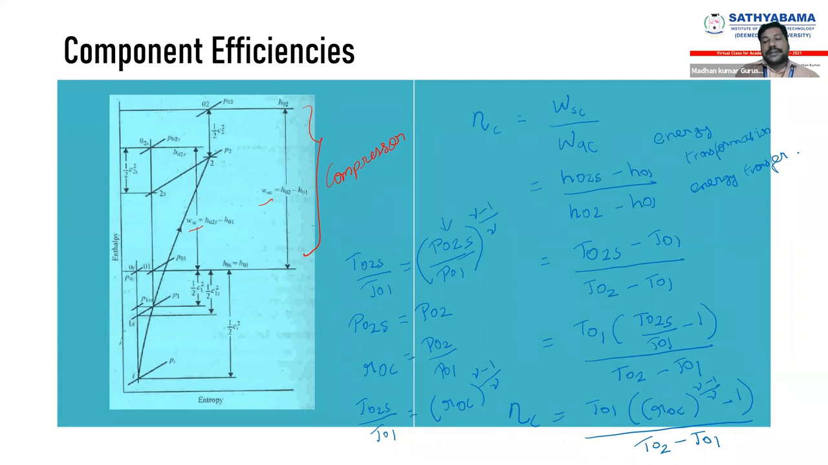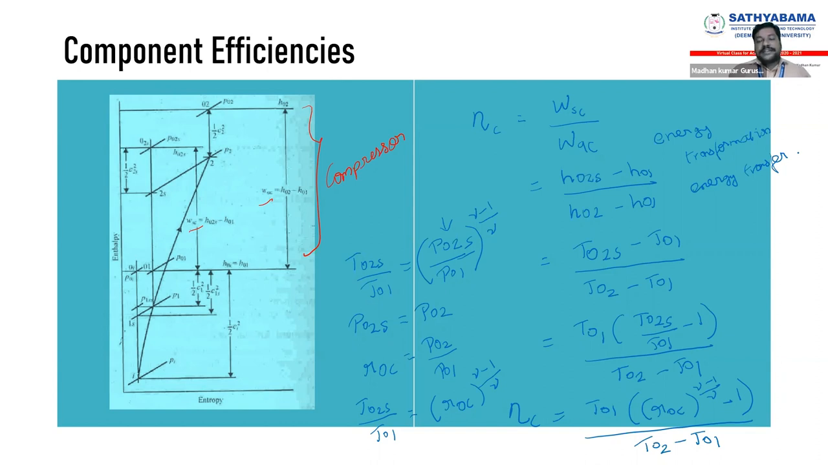The blades include static blades and rotor blades. Static blades are stationary, but rotor blades are rotating. When a blade rotates, it increases the energy. What is that energy? The kinetic energy is increased or transformed into pressure energy. So this is the way energy transformation is happening in the compressor.